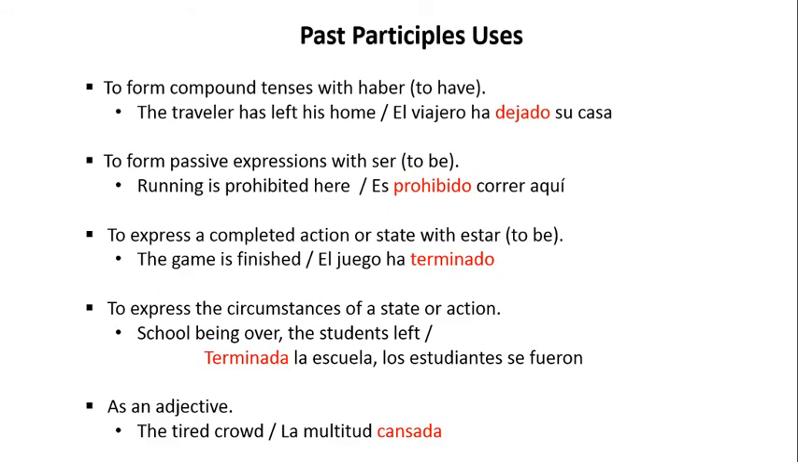Now, here I'll give you some examples of where we use the past participle. One is to form compound tenses with haber, to have. The traveler has left his home. El viajero ha dejado su casa. Another example is to form passive expressions with ser, to be. Running is prohibited here. Es prohibido correr aquí. Another example is to express a completed action or state with estar, to be. The game is finished. El juego ha terminado.